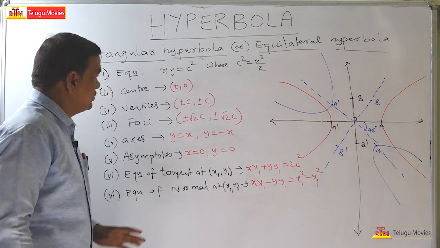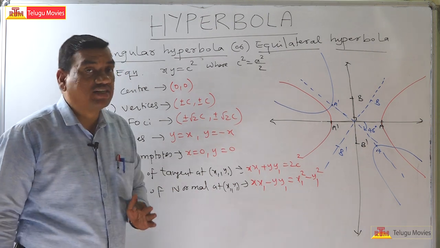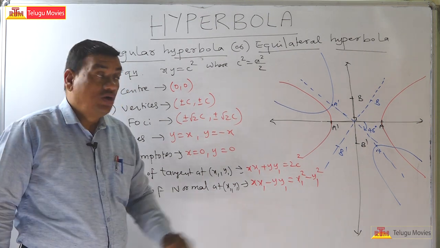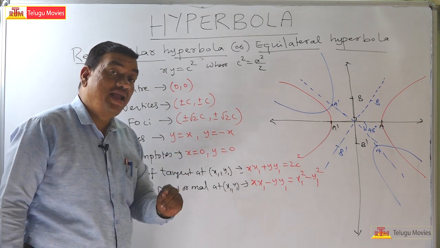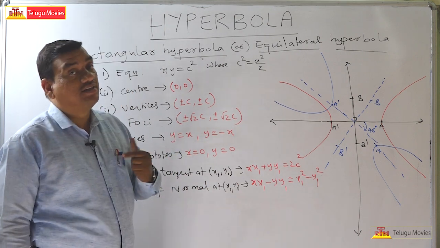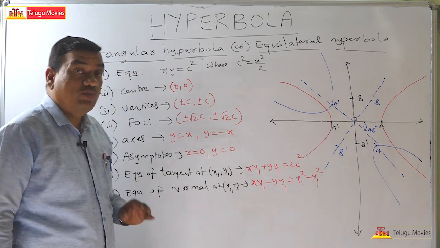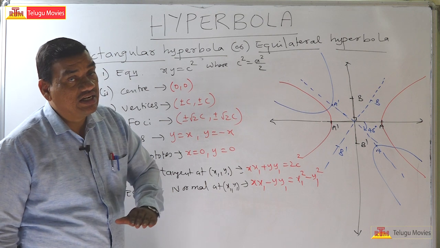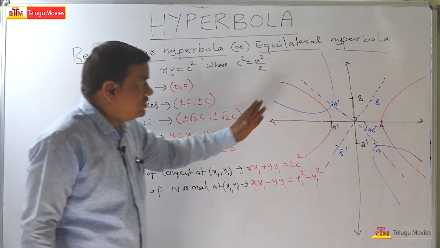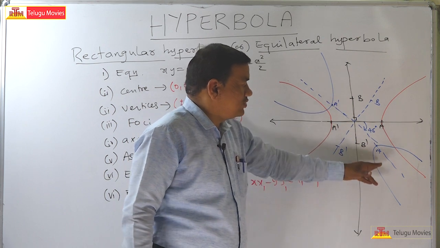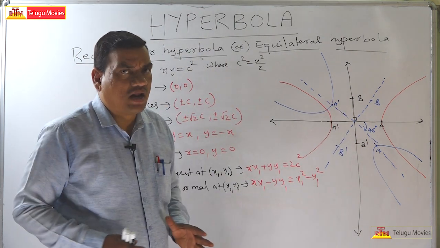So we are going to see the equation of the rectangular hyperbola of the form xy equals c square, where c square is equal to a square by 2, where a is the length of either the transverse axis or the conjugate axis. Why? Because in a rectangular hyperbola, the lengths of the transverse axis and conjugate axis are equal. Now this blue line is called the rectangular hyperbola. Let us see all the parameters of that.